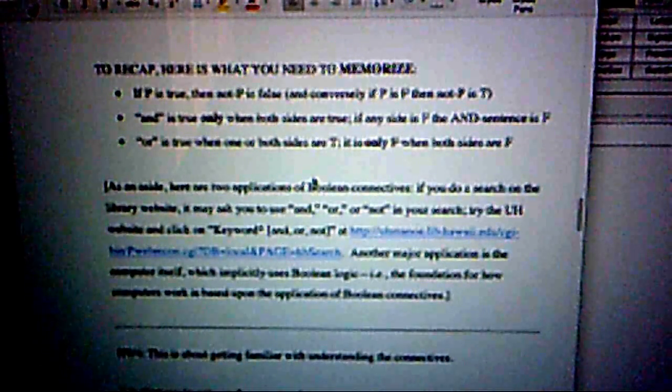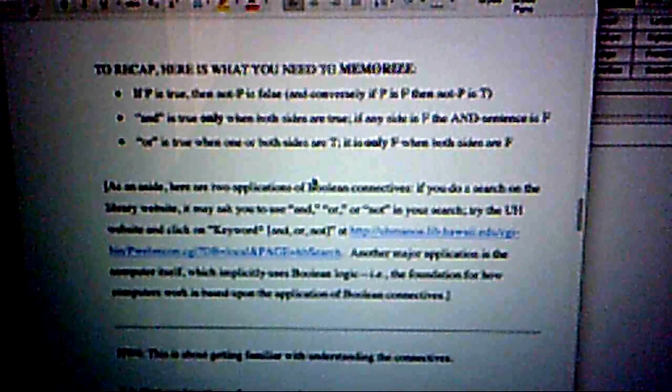Here's the takeaway, what you need to memorize for the truth table. If P is true, then not P is false. Not just flips the value. Whatever it applies to makes it the opposite. And is only true when both sides are true. That means if any side is false, the whole and sentence is false. And lastly, or is true when at least one of the sides is true. Conversely, it's only false when both sides are false. This is how you memorize the truth table, because you're going to apply it over and over again, so it's worth memorizing these things.